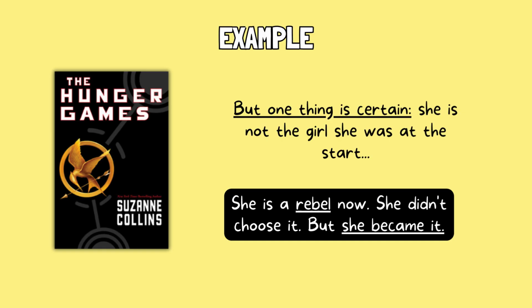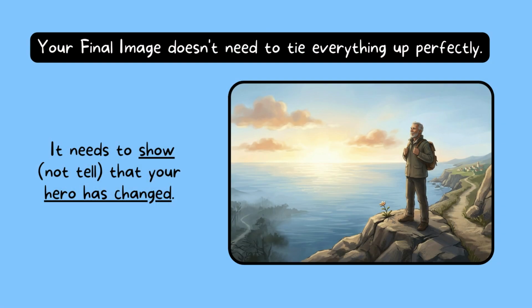The girl who only knew how to survive, the girl who played by the Capitol's rules. That girl is gone. She is a rebel now. She didn't choose it, but she became it. For novelists, your final image doesn't need to tie everything up perfectly. It needs to show, not tell, that your hero has changed. Put them in a situation that echoes the opening image and let the contrast do the work.